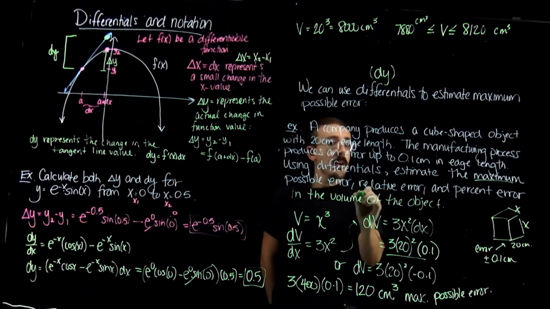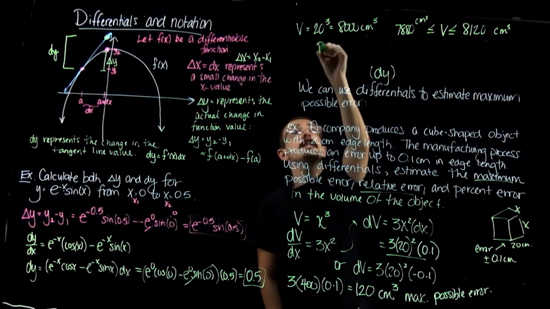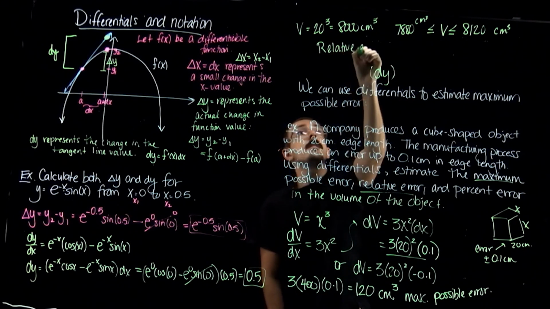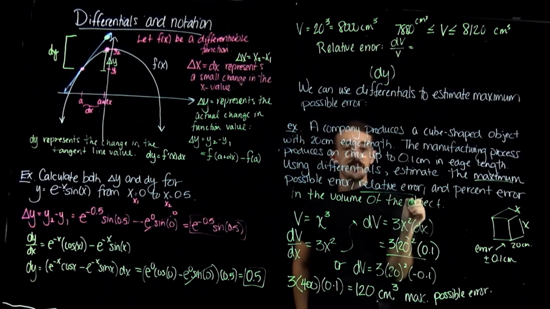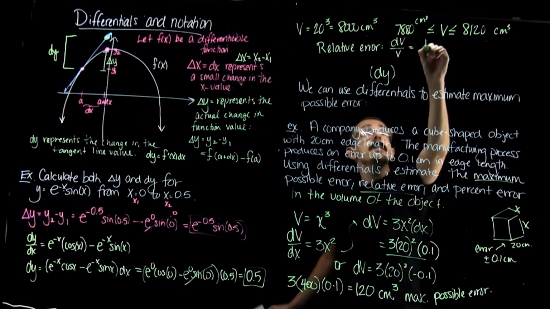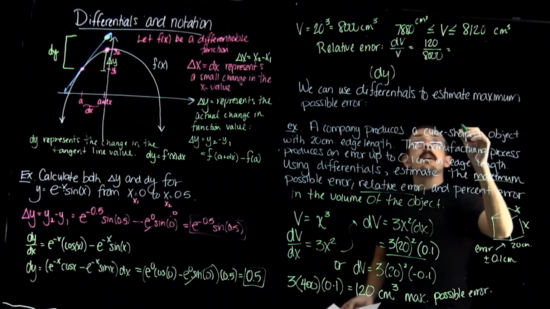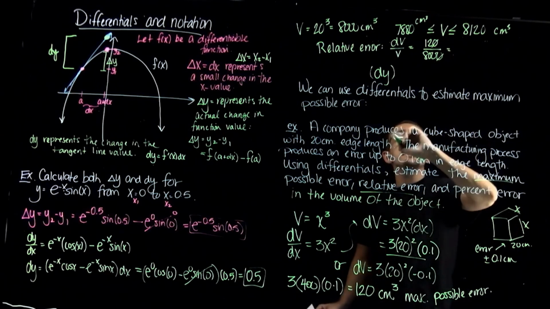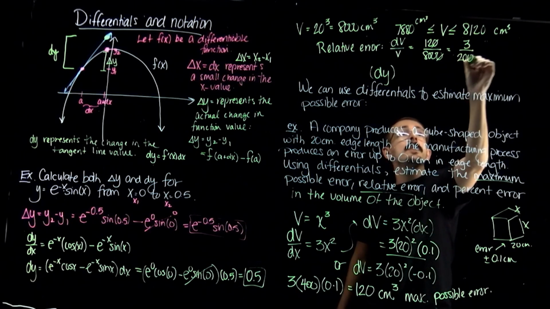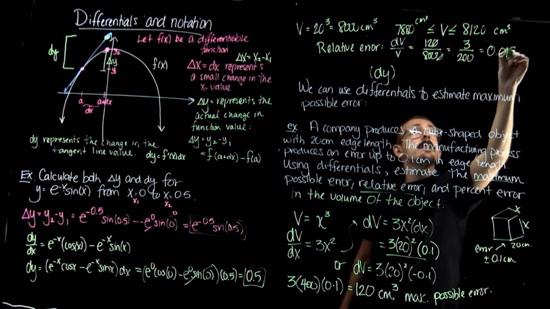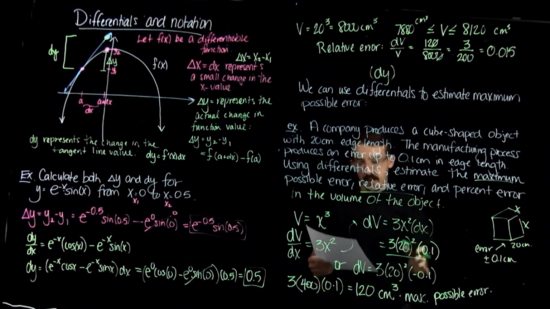How do you find relative error? All you need to do is take, so for relative error, you're just going to take dV over V. So this is going to be 120 over 8,000. So if I cancel these here and divide both by 4, I get 3 over 200. So that's 0.015. So that would be the relative error.